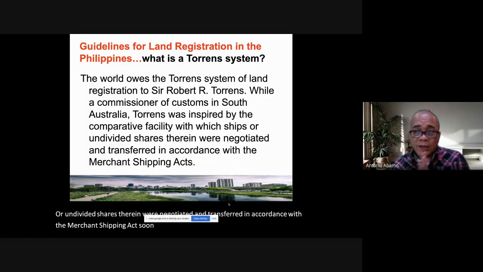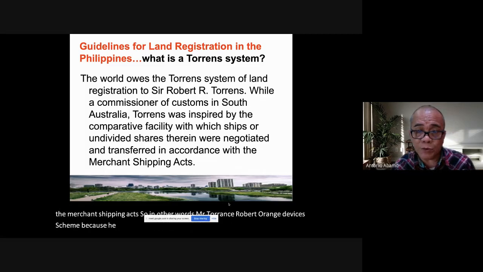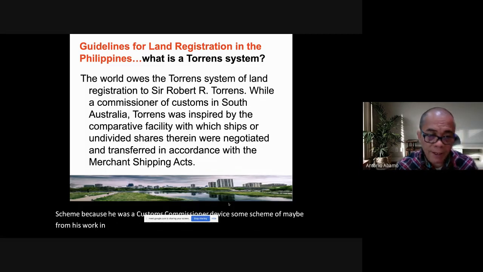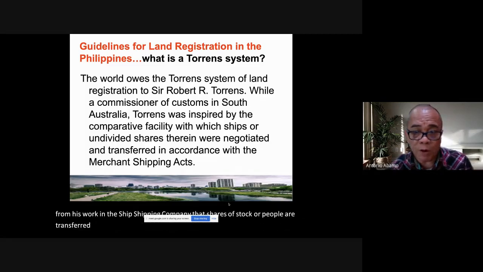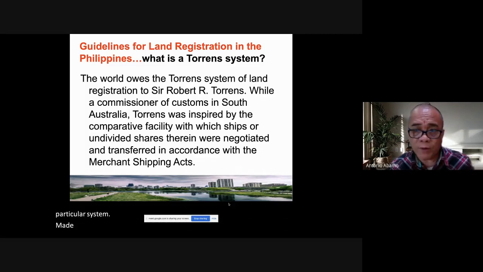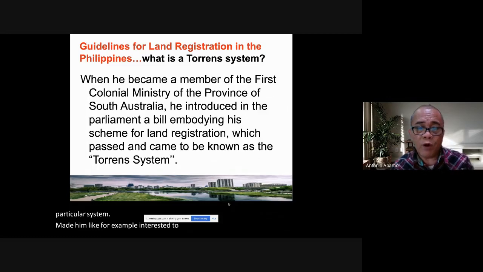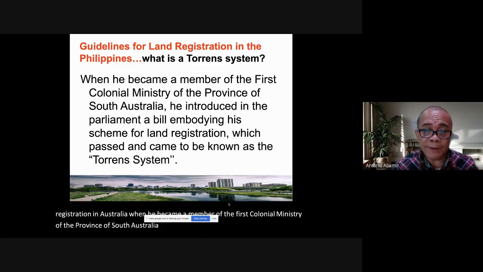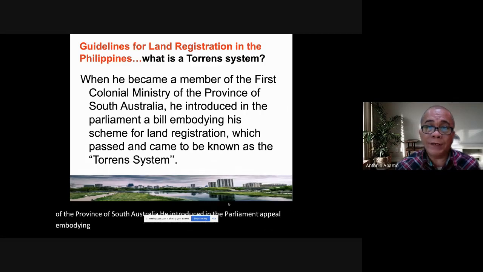So in other words, Mr. Robert Torrens, because he was a customs commissioner, devised a scheme maybe from his work in the shipping company, where the shares of stock of people are transferred according to a certain system of ownership. So that particular system made him interested to use that for land registration in Australia. When he became a member of the first colonial ministry of the province of South Australia, he introduced in the parliament a bill embodying his scheme for land registration.